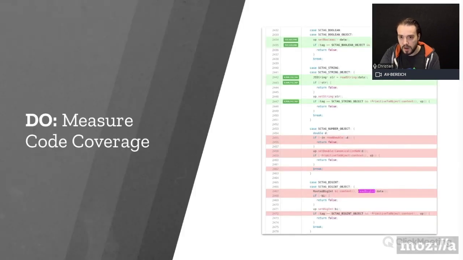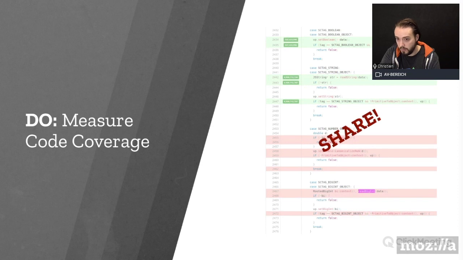Another thing that I think is really important for many reasons is measuring code coverage. Of course, there's a lot of technical reasons why you should measure code coverage, but you shouldn't just do that for yourself. You should share your code coverage measurements. That means share them with the developers and whoever else is interested. Of course, there's also technical reasons why you should share it with developers, because developers can point out to you why certain areas, for example, are not being reached.